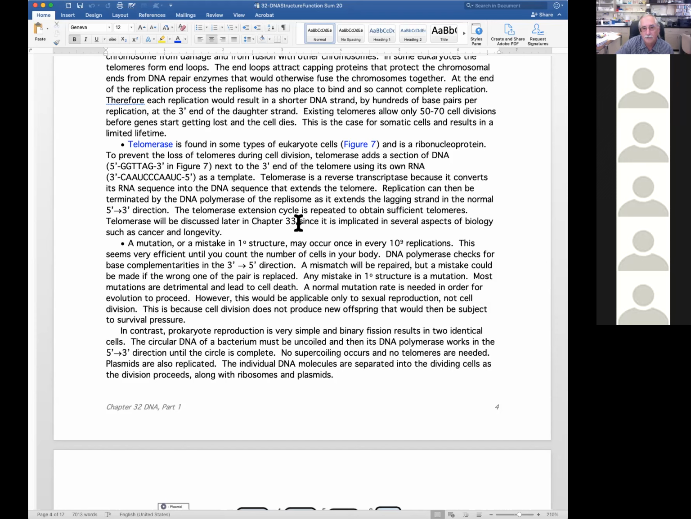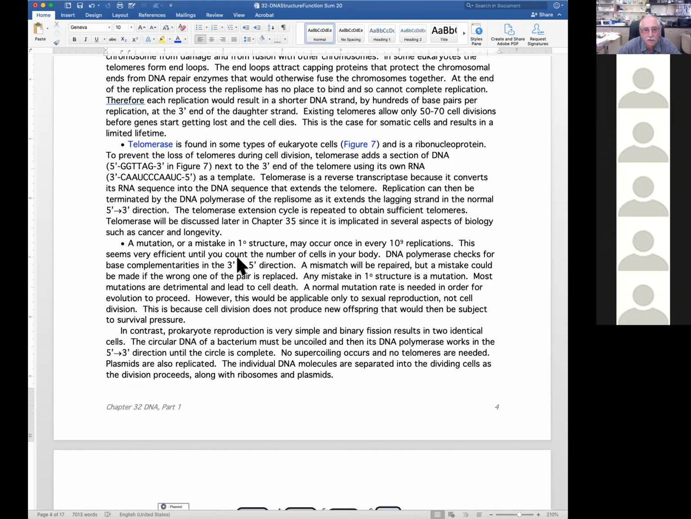Actually, this won't be the right chapter. I changed the chapters because I added another chapter on cancer. So I took chapter 33 and I took out the part about viruses and made another chapter, and I took out the part on cancer and made a new chapter. So I'll have to change this. This is probably 35, I think. Okay.